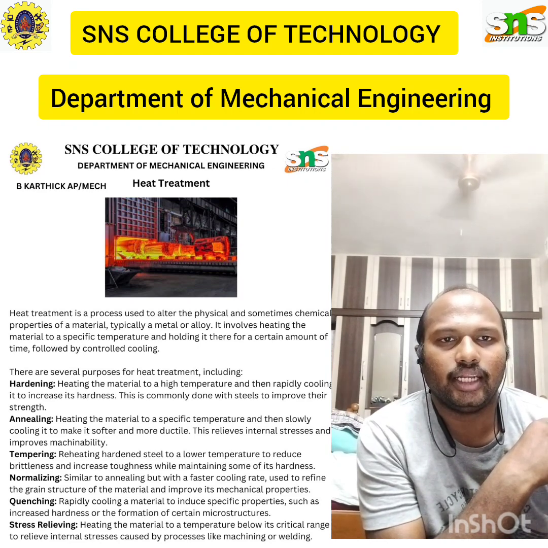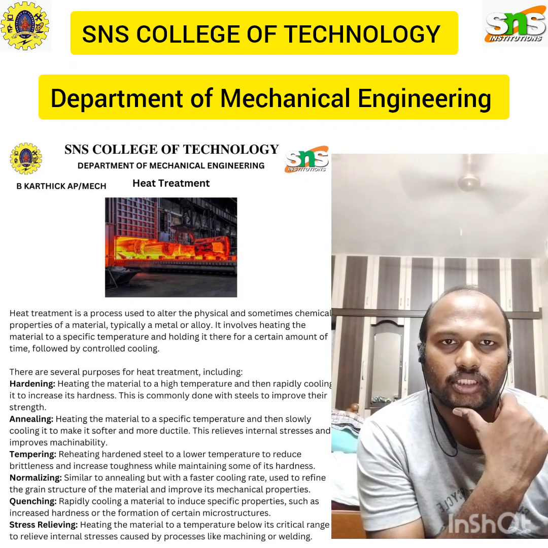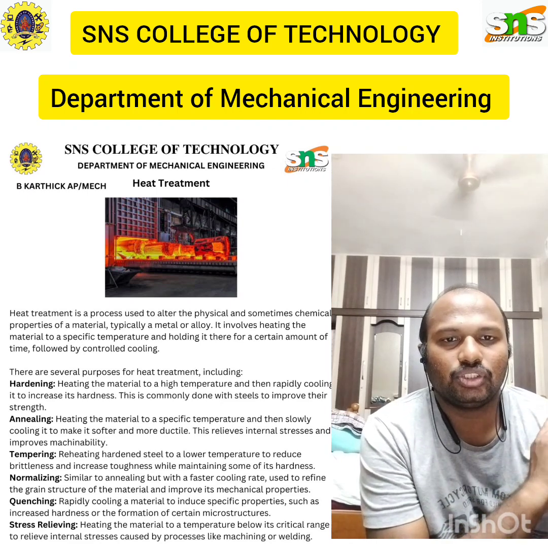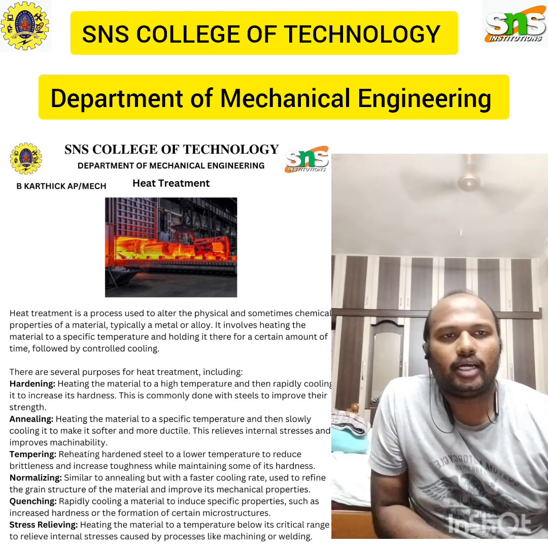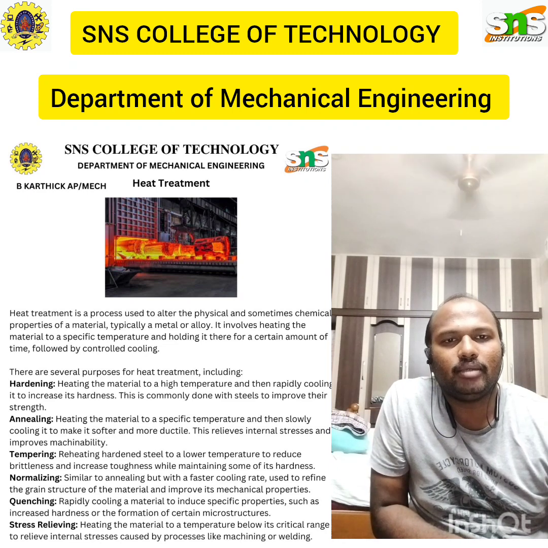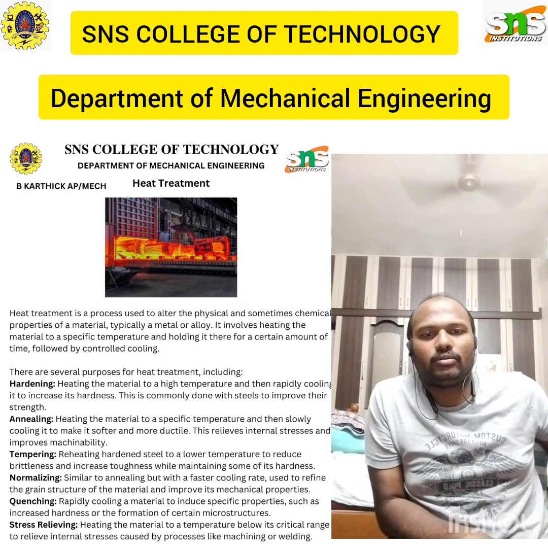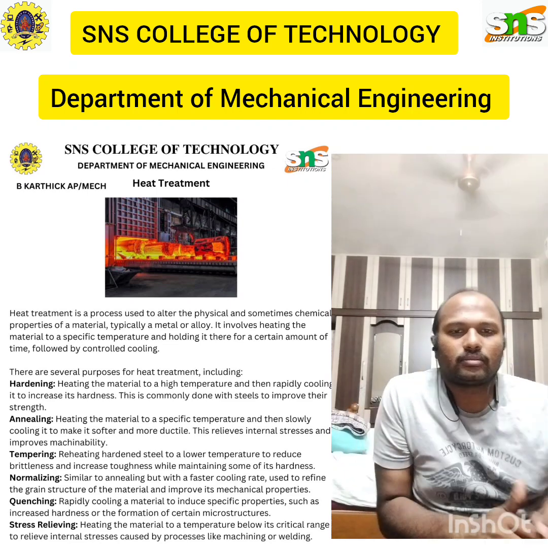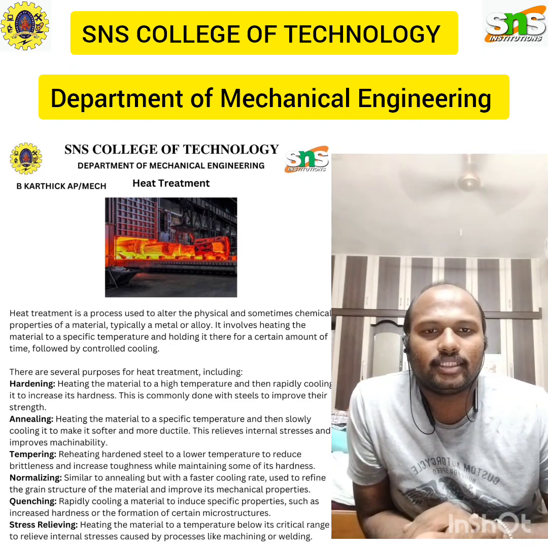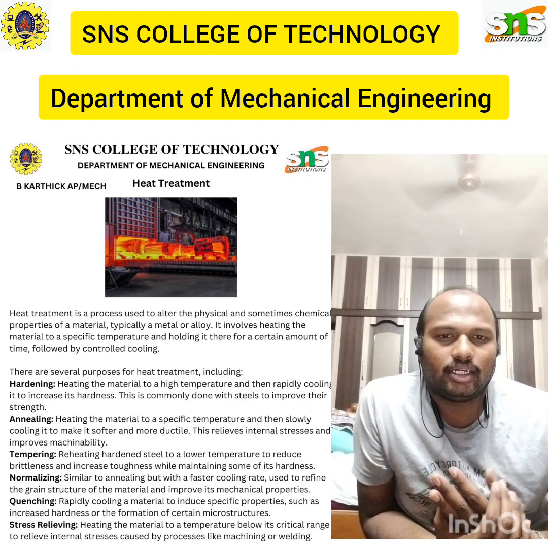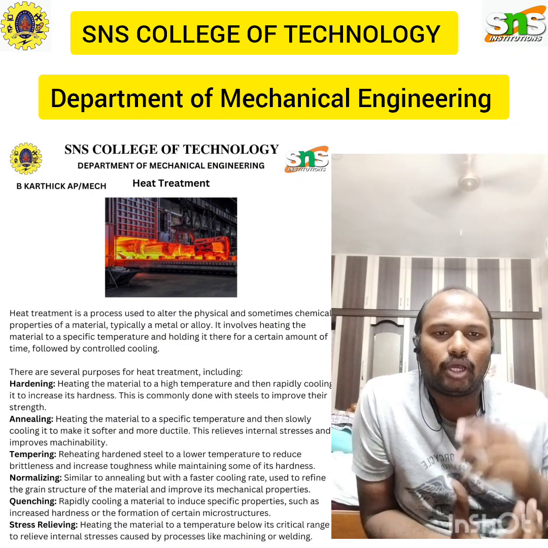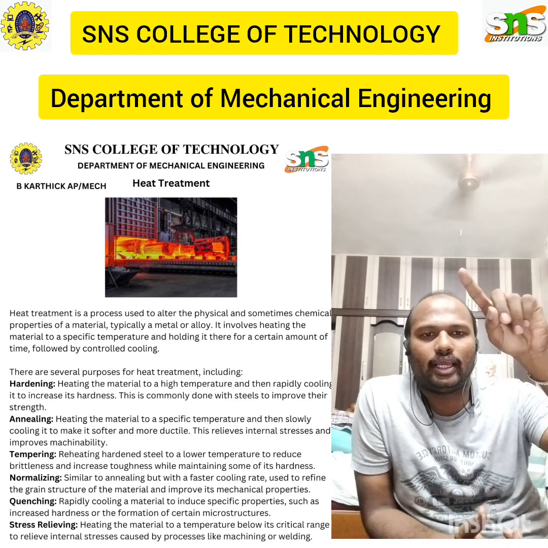First one is annealing. So now we are going to see the types of heat treatment. First one is the annealing process. In this annealing process, heating the material to a specific temperature and then slowly cooling makes it softer and ductile. So here, taking time and temperature in a graph, time on the x-axis and temperature on the y-axis, you can draw a line like this.